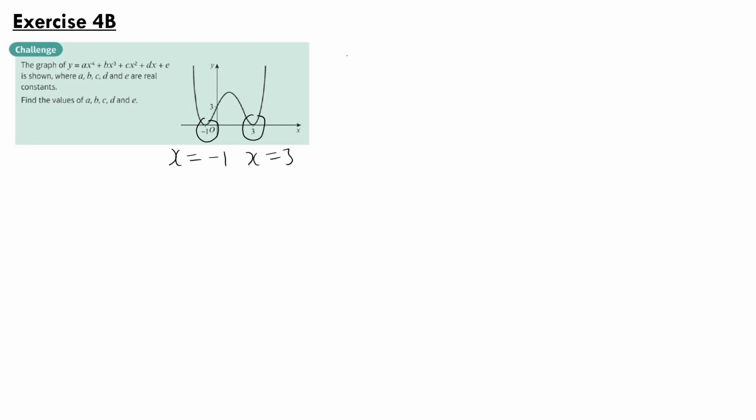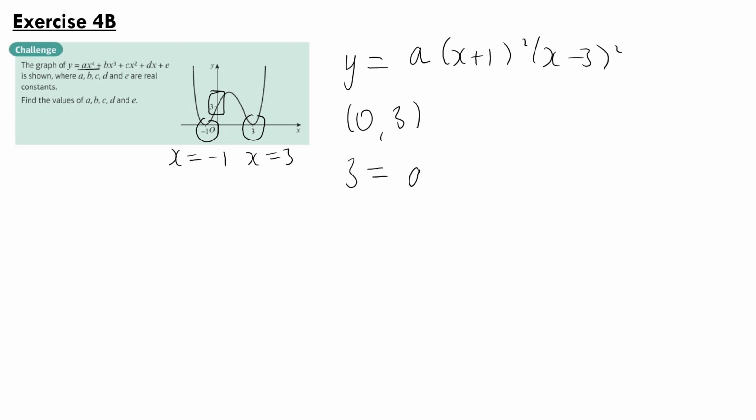So we know that our graph must have (x plus 1) squared and (x minus 3) squared somewhere there, and we know that the coefficient of x to the power 4 is a, so we have an a at the front here. Before we expand out the brackets, you can find the value of a using this point we are given. The graph crosses the y-axis at 3, so the point (0, 3) lies on the curve. Substituting this in, we get 3 equals a times 1 squared times minus 3 squared. So we get 3 equals 9a, so a equals a third.